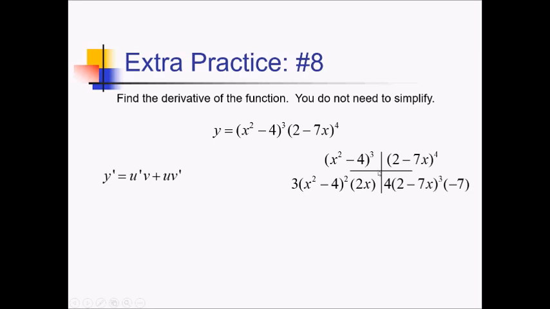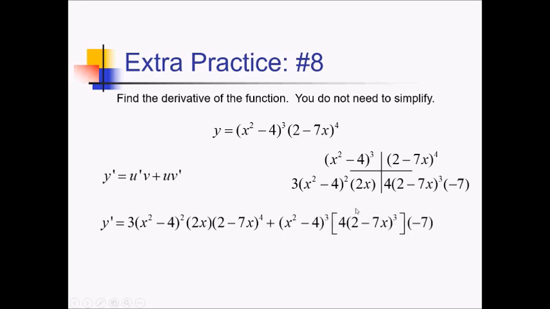All right, putting it all together, we've got all the stuff in the lower left times 2 minus 7x to the fourth. And then we have all the stuff in the upper left times all the stuff in the lower right, like so. And there we are.